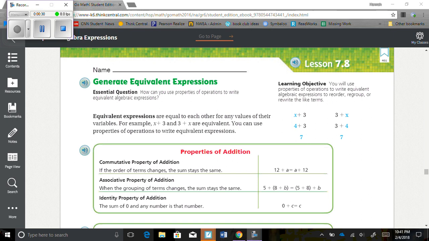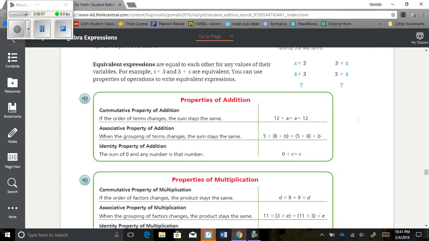So just a reminder, equivalent expressions are equal to each other for any values of their variables. So for example, x plus 3 and 3 plus x are equivalent. So if I were to put in 1 for x, 1 plus 3 is 4, and 3 plus x, or 3 plus 1, is also 4. You can use properties of operations to write equivalent expressions. So these should all be reviewed.